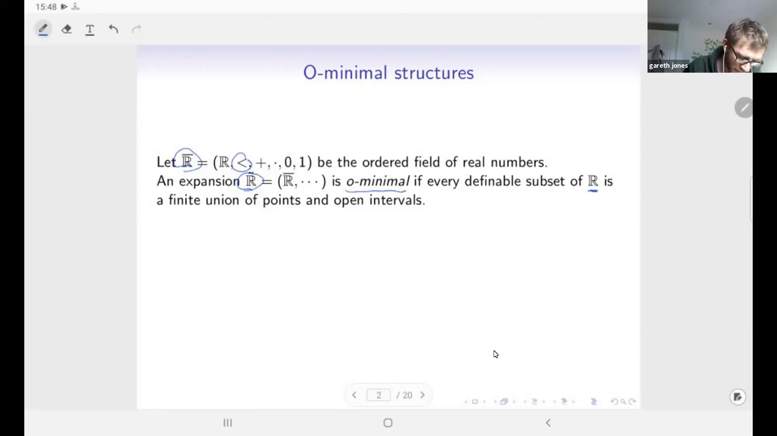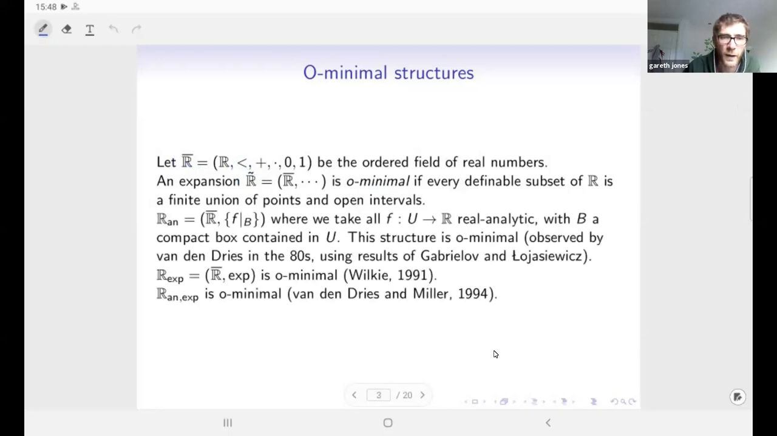So some examples of O-minimal structures. If I take the real field and I add all restricted analytic functions, that means I take all functions which are analytic on some open set in R to the n, take a compact box B contained in that open set, and restrict f to the box, and I add all of those functions. Then that structure is O-minimal, and that's called R_an. The O-minimality there is essentially due to Gabrielov, following work of Łojasiewicz, but van den Dries actually observed it using those results.